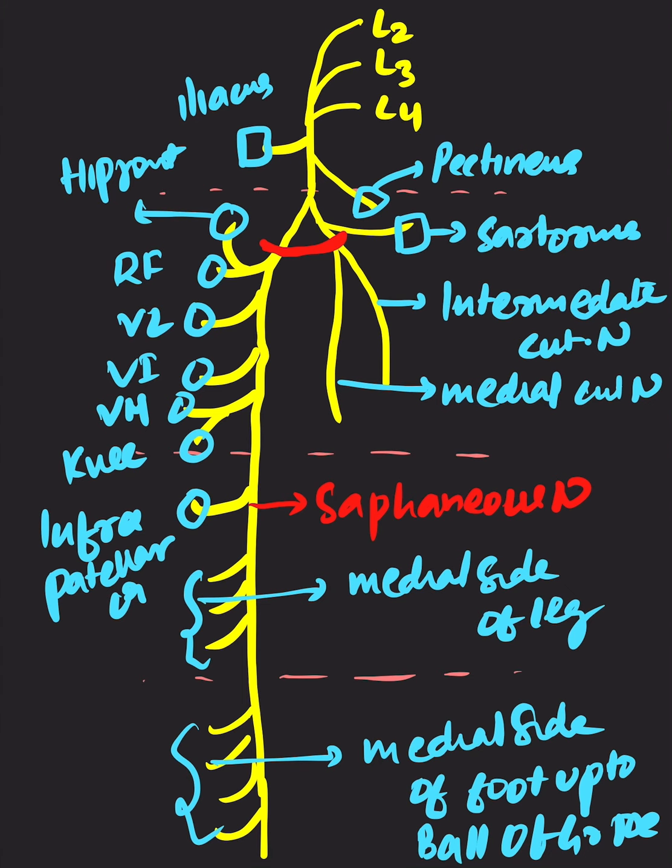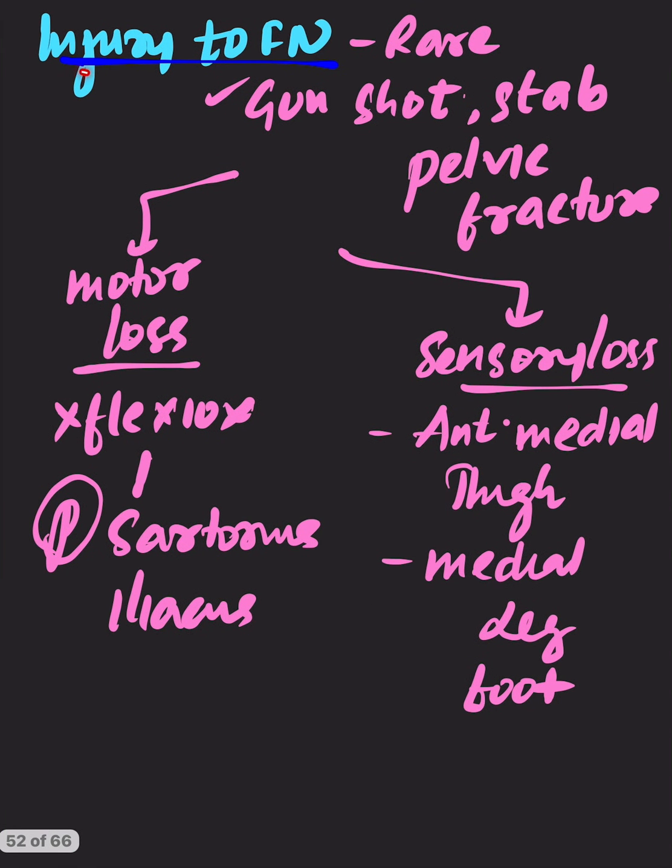Now coming to the clinical aspect, injury to the femoral nerve is very rare. It usually happens in case of stab injury, pelvic fractures or gunshots. So what happens if there is an injury? It causes a motor loss and sensory loss.